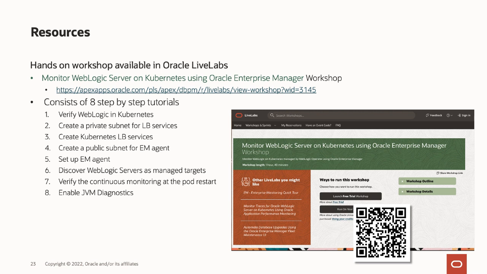The workshop consists of 8 tutorials with step-by-step instructions, such as creating a private subnet in Oracle Cloud or configuring the Kubernetes load balancer service. You can also learn how to set up the EM agent, discover WebLogic servers using the EM console, verify the target monitoring at the pod restart, and also how to enable JVMD in Kubernetes.